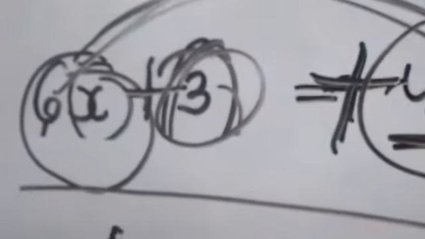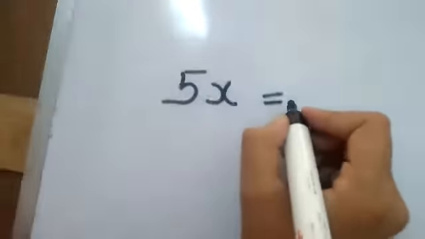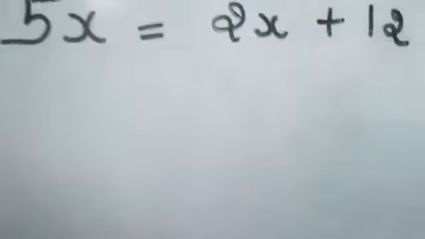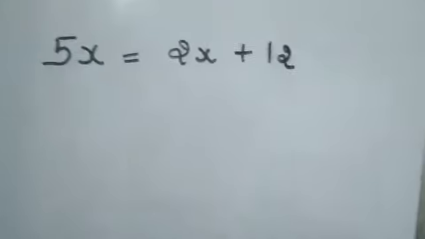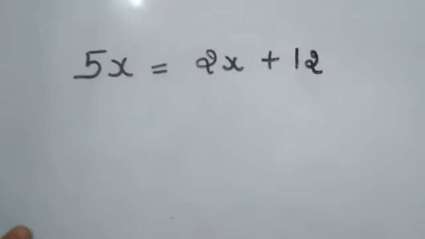Okay. Now I will give you some more examples. Now, our second method, that is hit and trial method. 5x is equal to 2x plus 12. Okay, this is our question and we have to solve it with the help of hit and trial or trial and error.